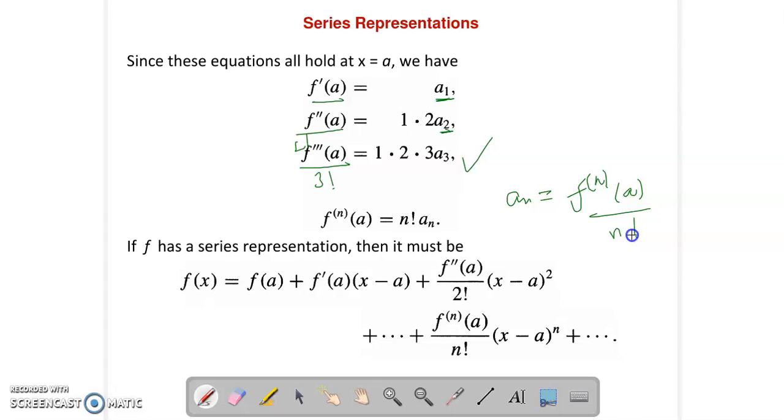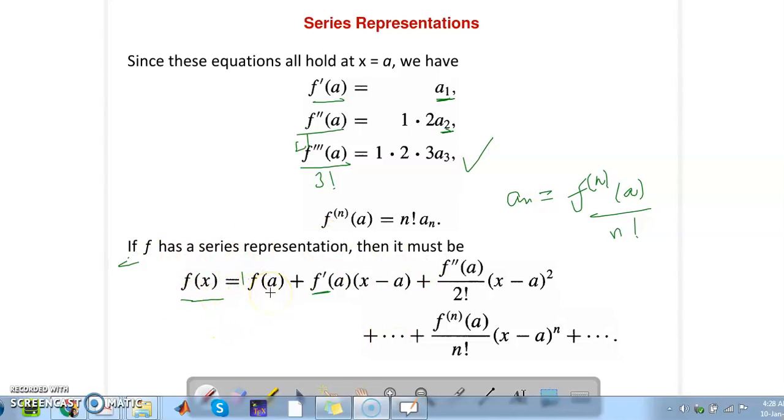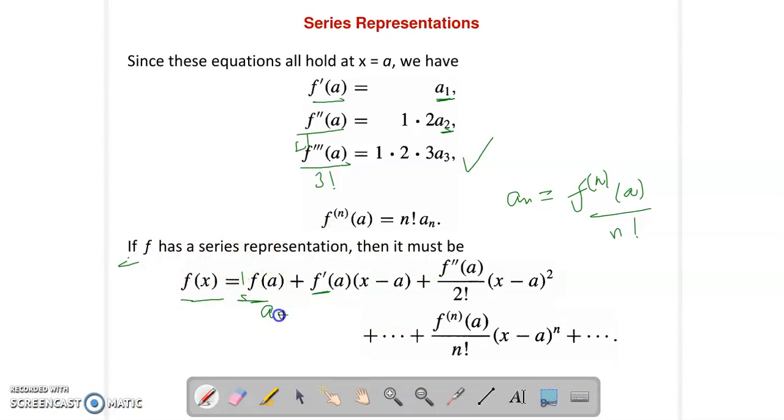So if f has a series representation, till now we have not answered the question whether it has a series representation or not. We just assumed that suppose f(x) has a power series representation, in that case the coefficients should turn out to be these, right? So we are saying that if f has a series representation, then it must be of this form: a naught plus a1 times (x minus a), where a1 is f dash at a, plus a2 times (x minus a) whole square, where a2 is f double dash at a by 2 factorial.